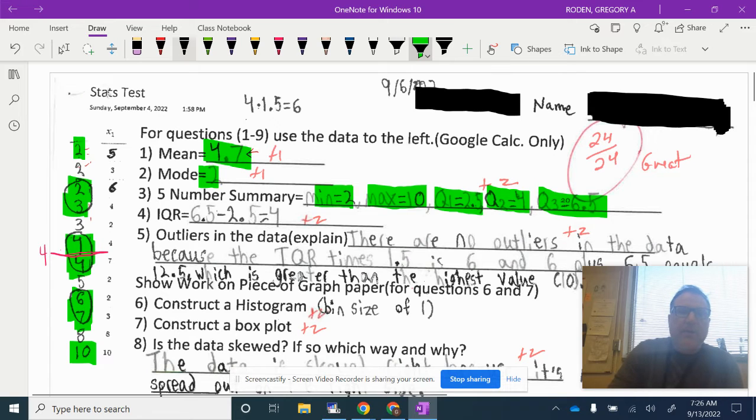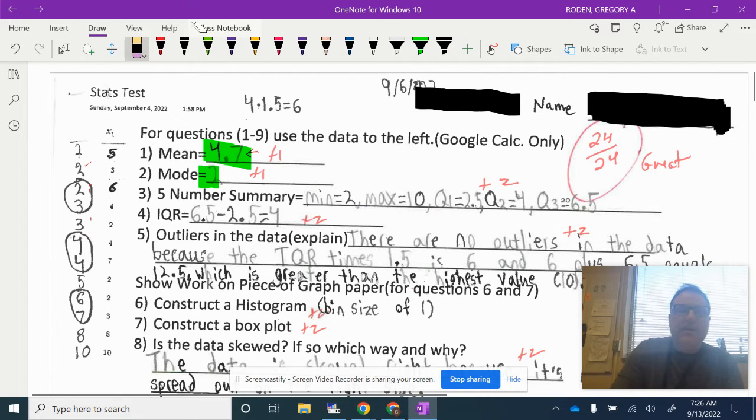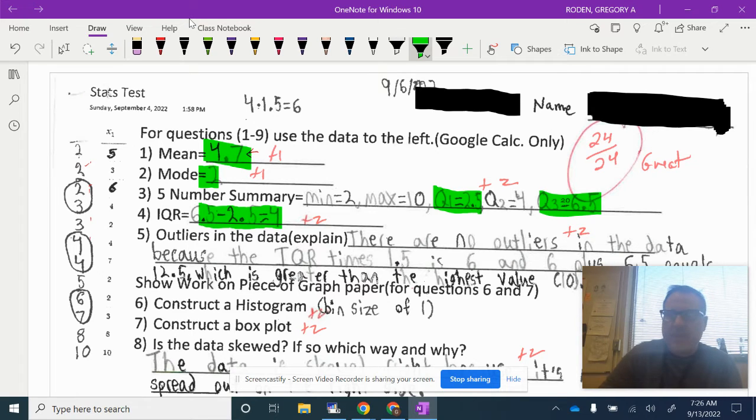Now, the next thing you want to do is find your IQR. Your IQR is simply your Q3, and I think we've talked about this, which is 6.5, minus Q1, which is 2.5. And 6.5 minus 2.5 is 4. So that is your IQR.